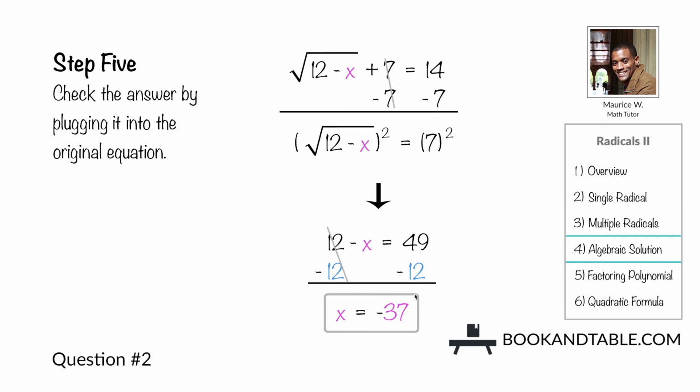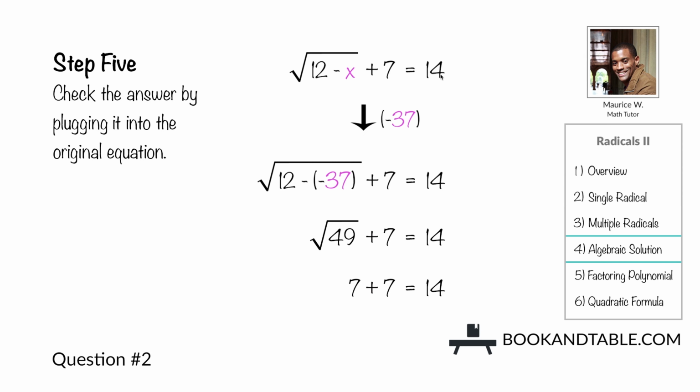And then step 5, check the answer by plugging it into the original equation. Radical 12 minus x, plus 7, is equal to 14. When we plug in negative 37 for x, we wind up with 12 minus negative 37. Minus a negative becomes plus. 12 plus 37 gives you 49. The square root of 49 is equal to 7. 7 plus 7 does equal 14. So since the left side equals the right side, this confirms that x does equal negative 37.